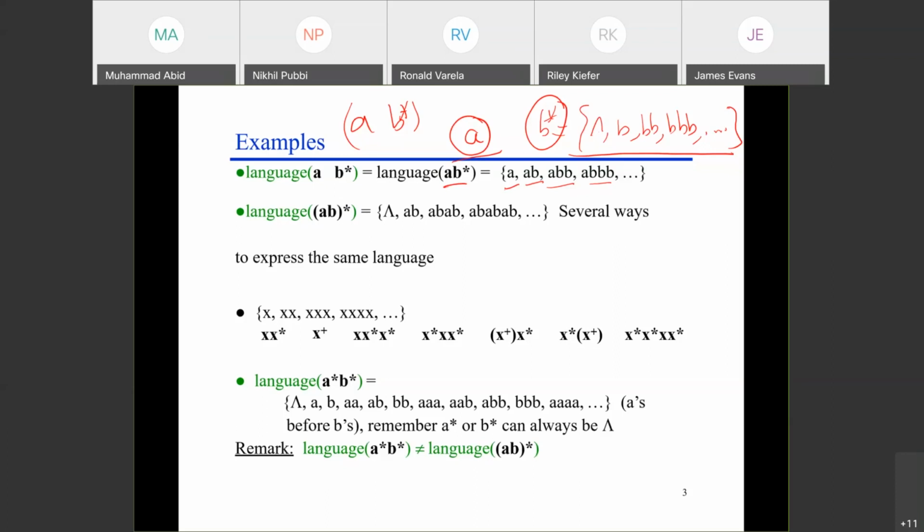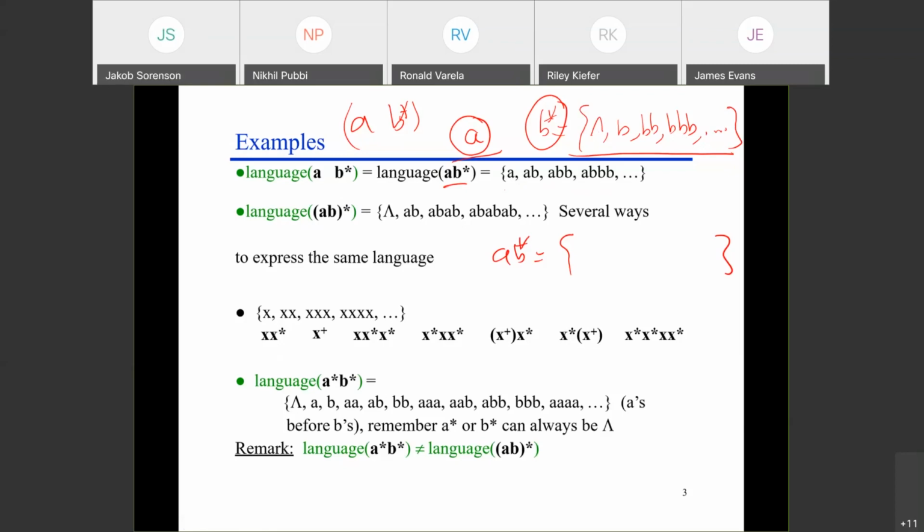Now my question to you: do you think that this language will have lambda or not? Anyone, do you think that this language, AB star, will have lambda or not? Who is speaking? Jacob. So Jacob, how do we have lambda? Can you please explain this to me?